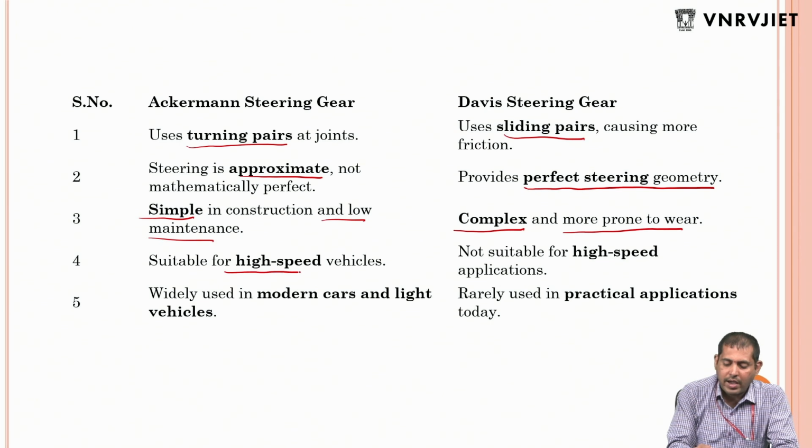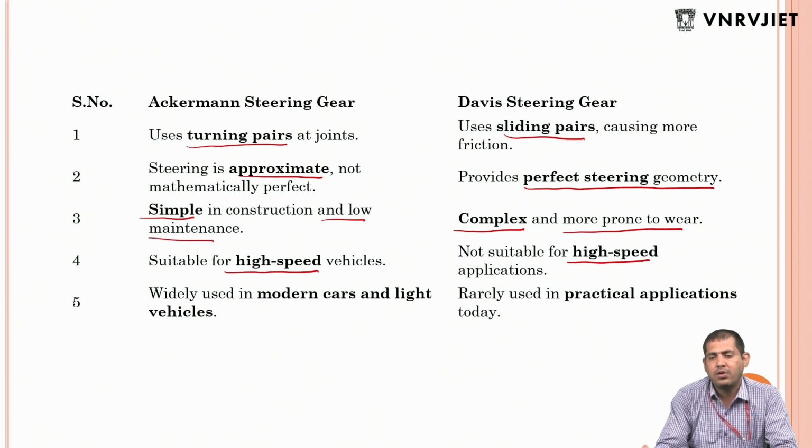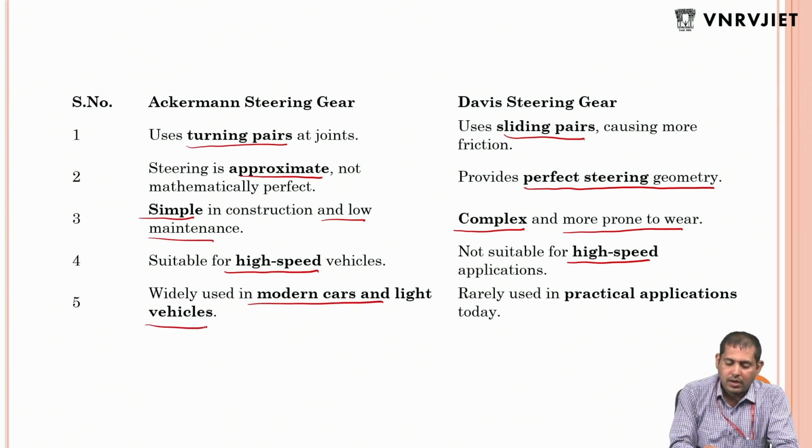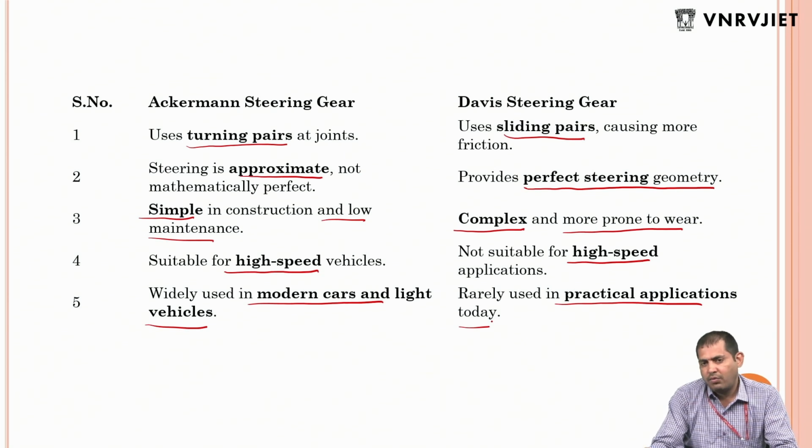Ackermann is suitable for high speed vehicles, while Davis is not suitable for high speed applications. Davis is probably used for low and moderate speed applications, where it is more accurate. Ackermann is widely used in modern cars and light vehicles. Davis is rarely used in practical applications today. Anyway, we use it, but only in very few cases.